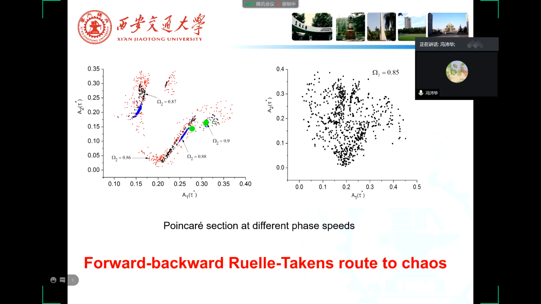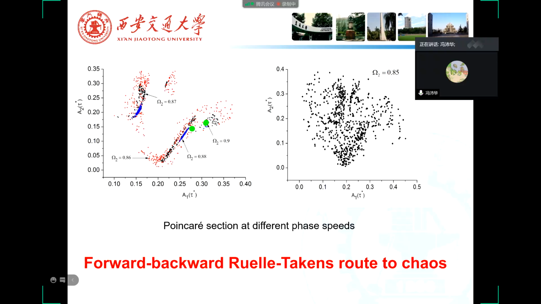Actually, this process can also be illustrated in the Poincare section. The dots here denote the periodic motion, and the black dots, blue dots and red dots are the quasi-periodic motions in different parameters, and then at last we go into the chaotic motion.